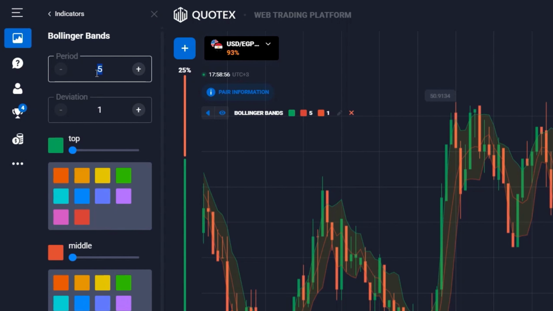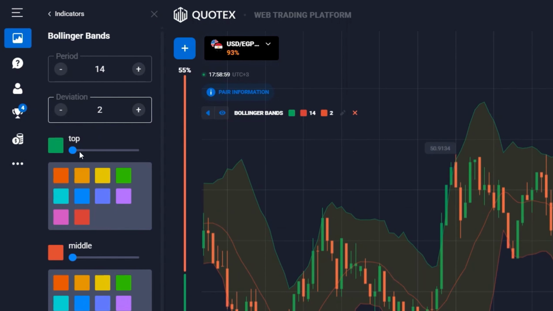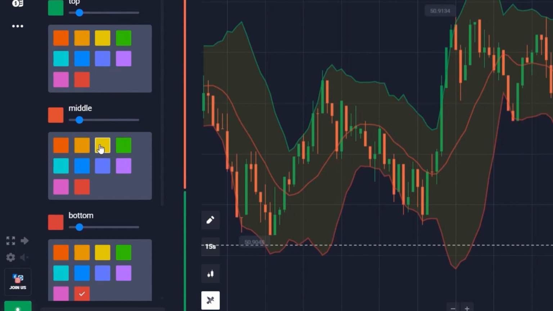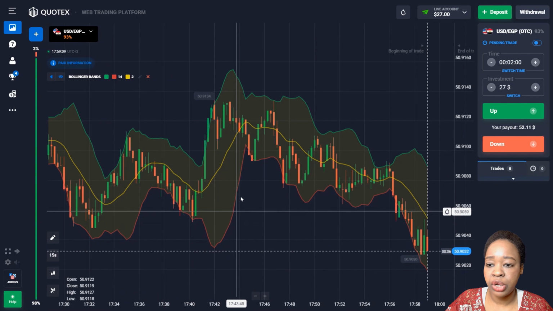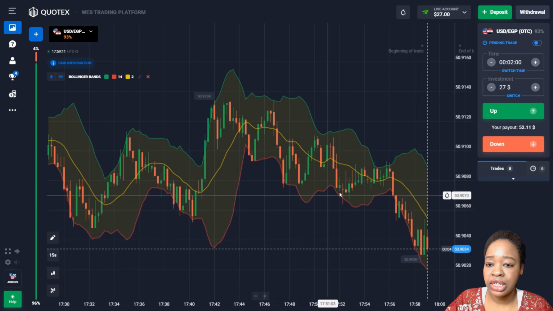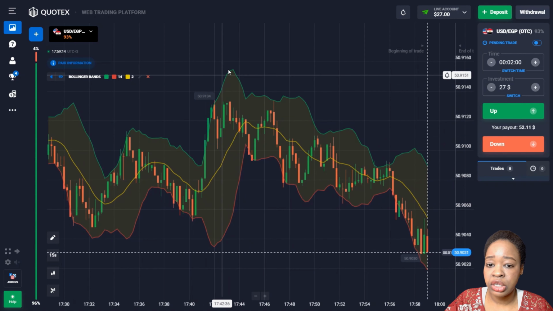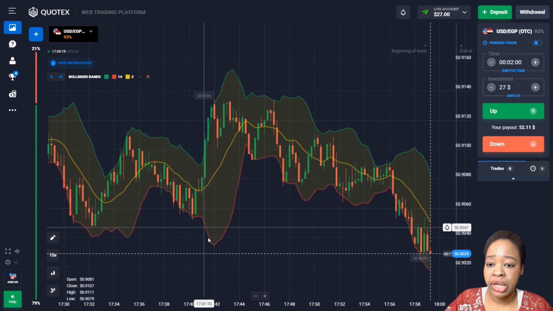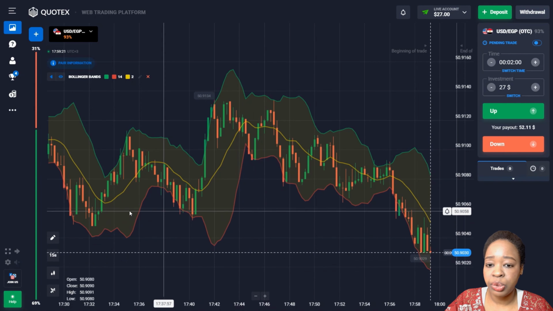To activate this indicator, I'll click the indicators here and choose the Bollinger Band indicator, and I'm going to change some settings, the period and the deviation. With these settings, you can see the indicator works better, and it also changes the colors of the moving averages so that you can see them better on the chart. So the indicator now displays on the chart. This is the price range with the upper band and the lower band. The upper band is green, the lower band is the red one.